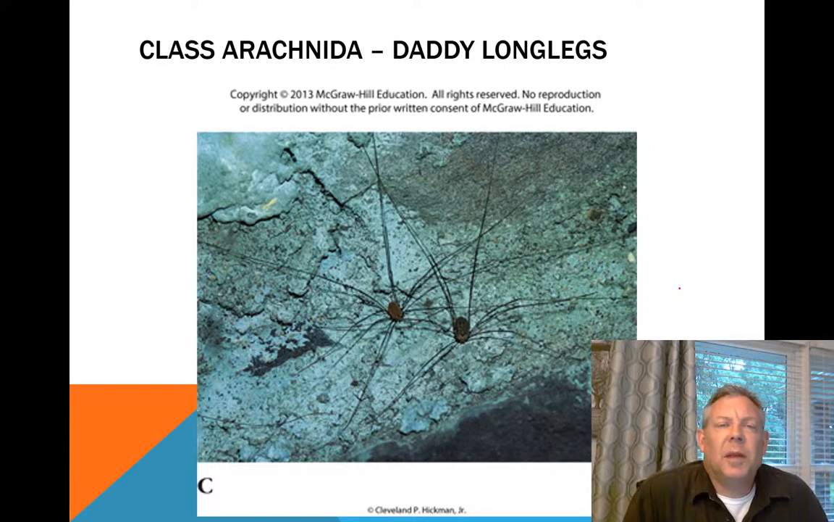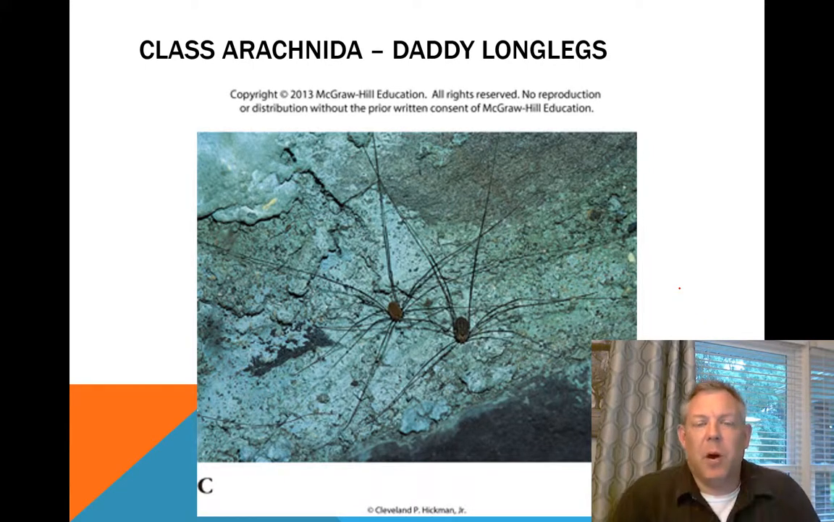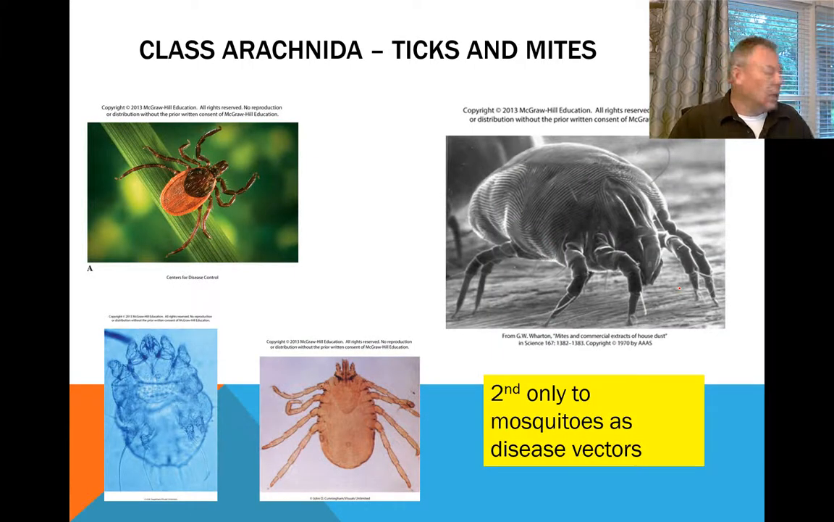All right, also in the same class as the spiders and the scorpions are harvestmen, or daddy longlegs, is what I grew up calling them. And they've got, again, similar mouth parts and 8 legs, but these are not technically spiders. They're in the same class, but they're kind of their own order. Ticks and mites are also going to be here. And these, of course, are very important to humans.